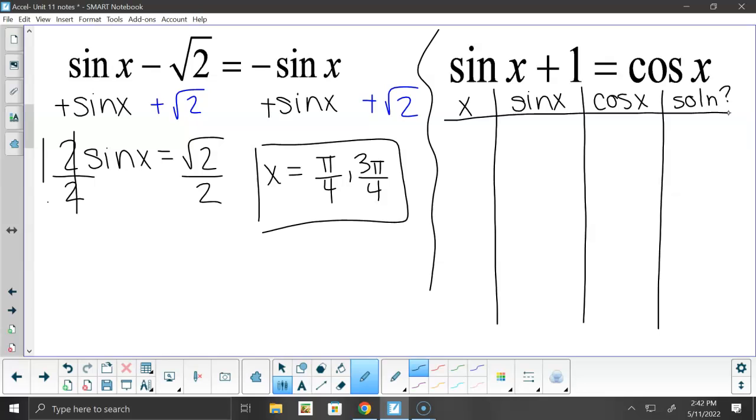So if I start at x equals 0, what is the sine at x equals 0? What is sine? 0. What is cosine? Okay, so look right here. I've got sine of x plus 1. So what is 0 plus 1? Does that equal cosine of x, which is 1? Because remember, it's 0 plus 1 equals 1. That's a solution. I am happy.